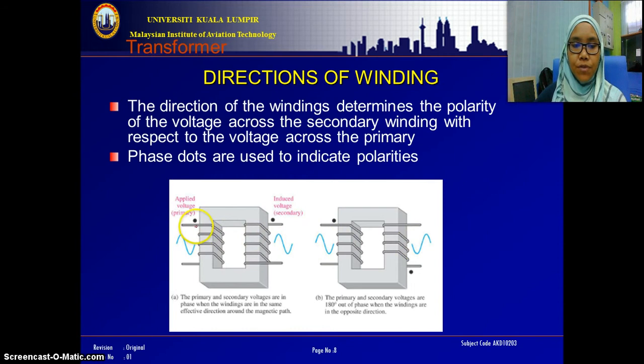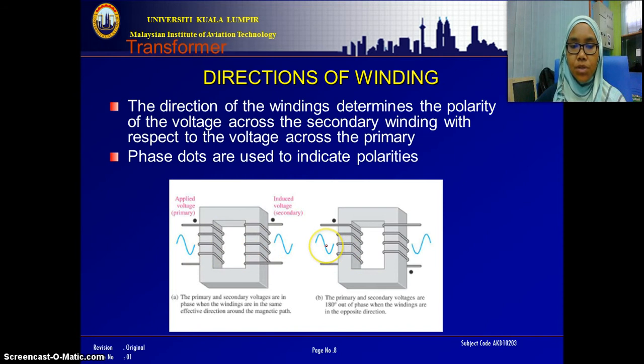The first figure shows you the phase dots. The phase dot is the indication to show the polarity for the input and output. So these phase dots are located on the same position for both primary and secondary winding. So this shows you we have the in-phase output voltage with the input voltage.